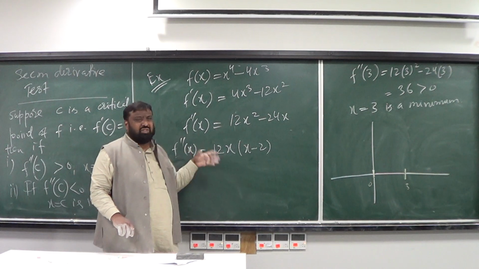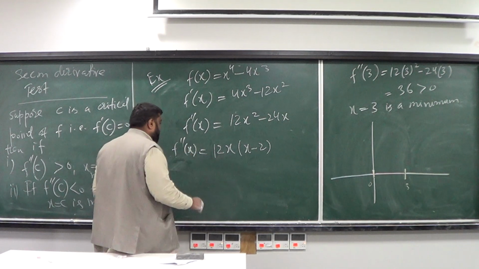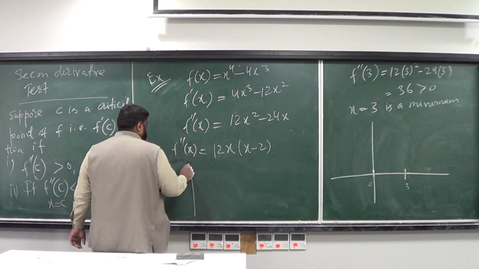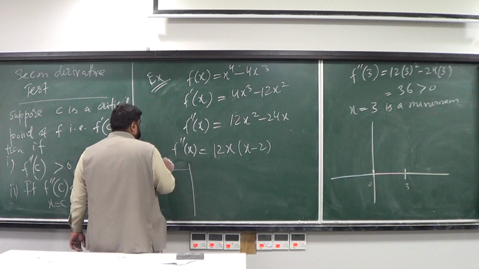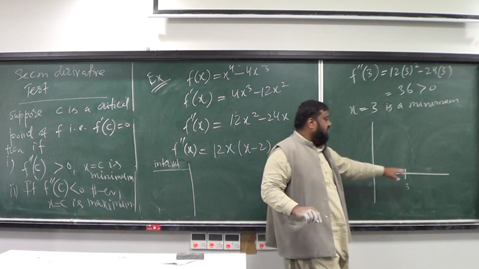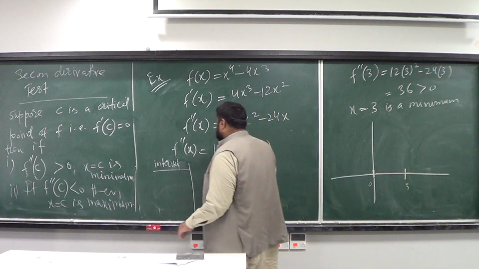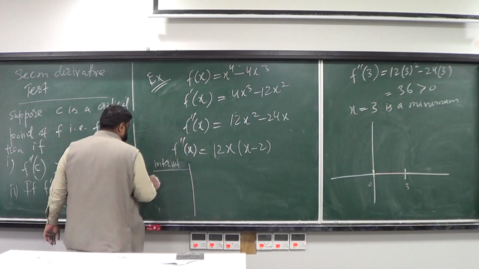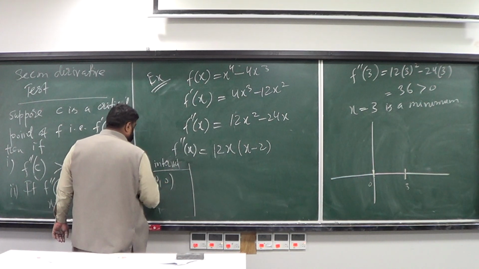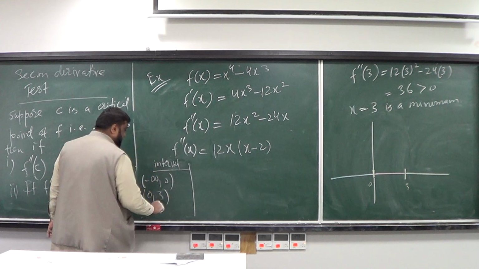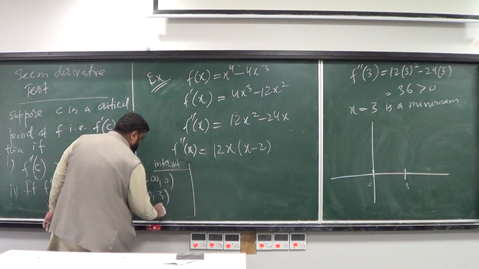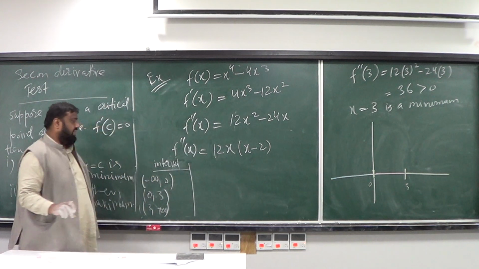Then f double prime of x will be positive as well. So again, we will make the table. Here I'm going to put interval. Which interval? These intervals, blue, yellow. So the one is minus infinity to 0. The other is 0 to 3, and the other is 3 to positive infinity. Okay, these are the intervals.